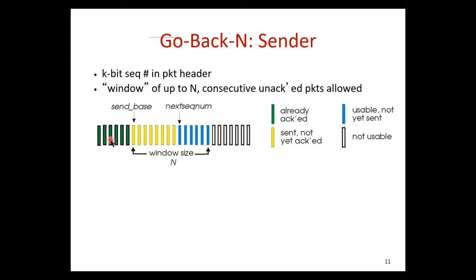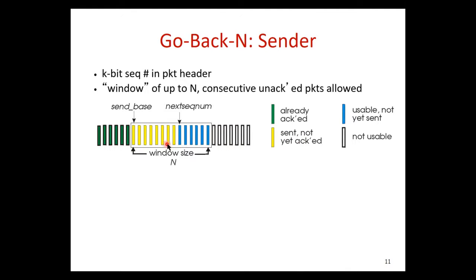And this is the window at the sender. So window size n, and each of these vertical bars is a sequence number. Okay, you can think of each vertical bar as a sequence number. Inside the window, we have some sequence numbers which have already been used to transmit a packet, but the packet has not yet been ACKed, and these are shown in yellow. So they are sent, but not yet ACKed.